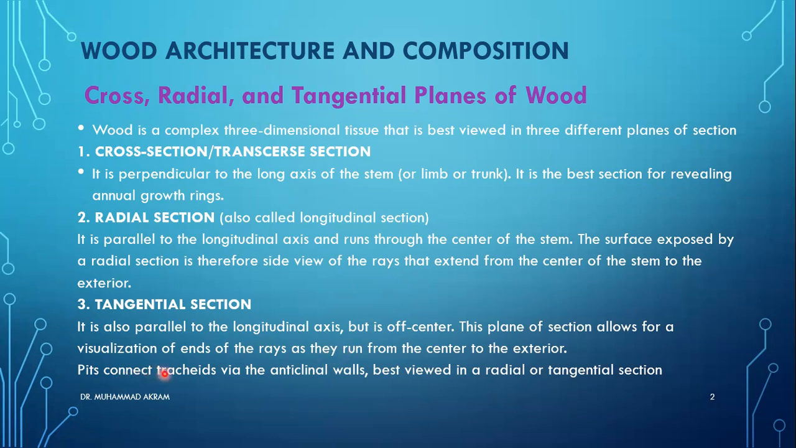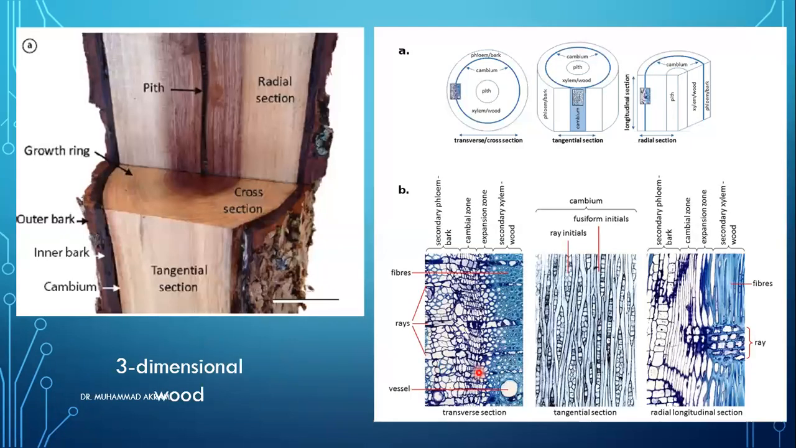Pith connects the tracheids via the anticlinal walls, best viewed in radial or tangential sections. The slide shows the three-dimensional structure of the wood. This is the radial section, this is the cross section, this is the tangential section of the wood. This is another view of the wood sections: the radial, tangential and transverse sections.